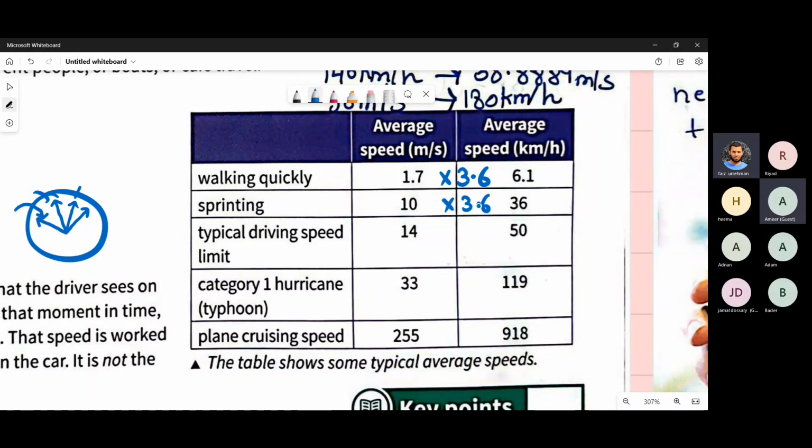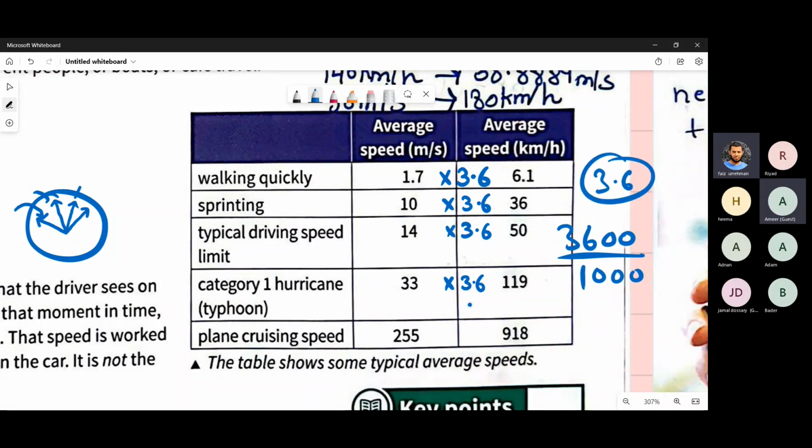What I do is multiply the number by 3,600 and divide it by 1,000, and I will get the answer. Basically it is 3.6. 3,600 over 1,000 is 3.6. So that's the multiplying factor.